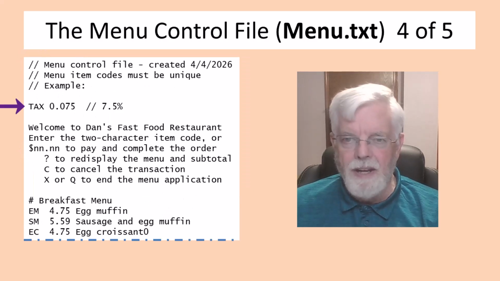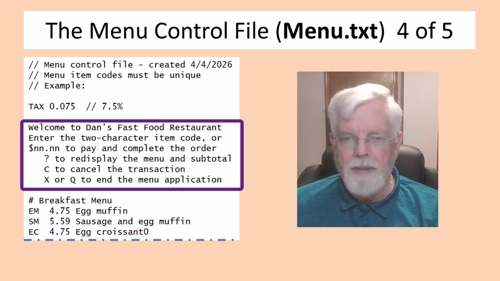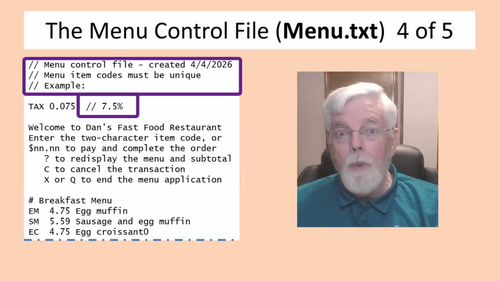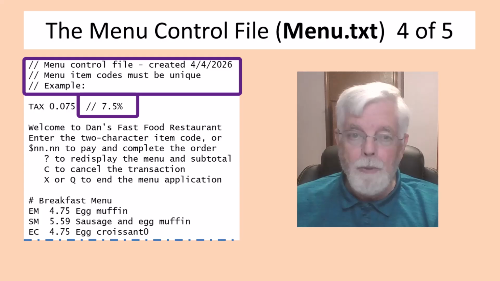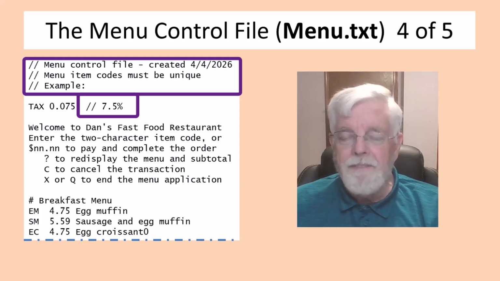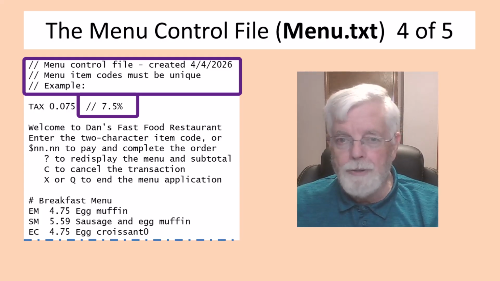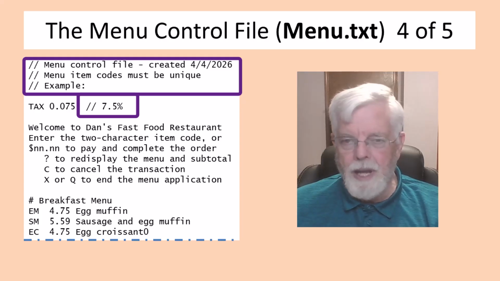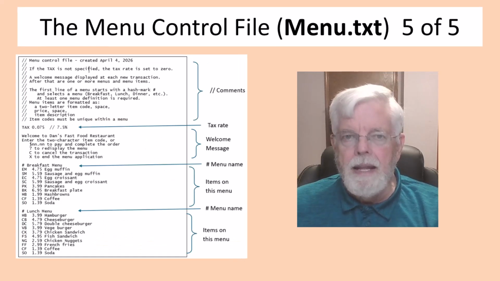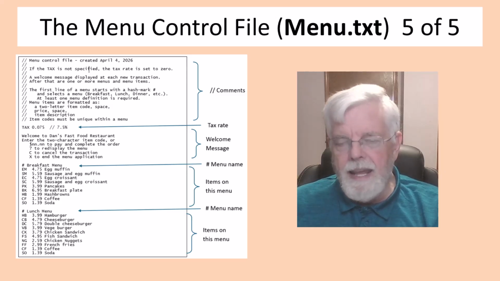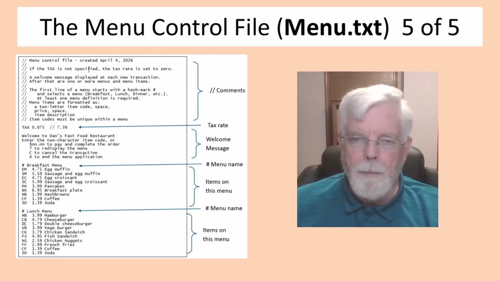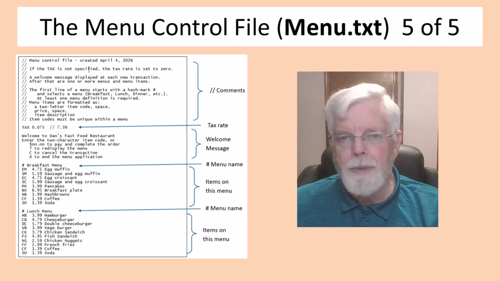And then I added a line to let the user define the tax rate, and more lines for a welcome message to be displayed when the program first starts, and even more lines for comments that start with a //. I figured I needed to stop somewhere, so I didn't add anything else to the menu.txt file. Here is the menu.txt file that I am providing with the project. It has comments, tax rate, a welcome message, a breakfast menu, and a lunch menu.